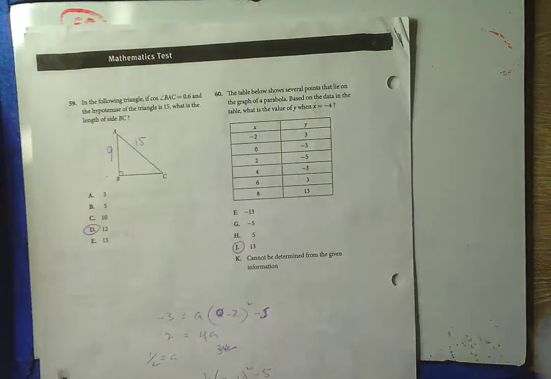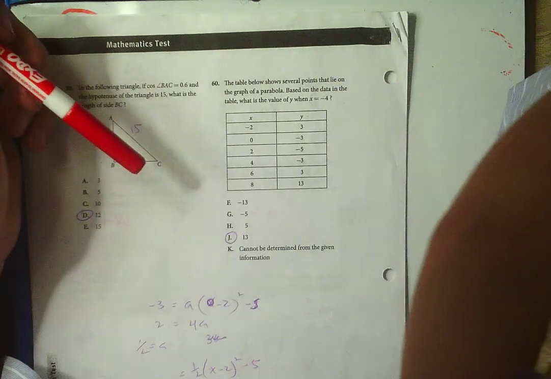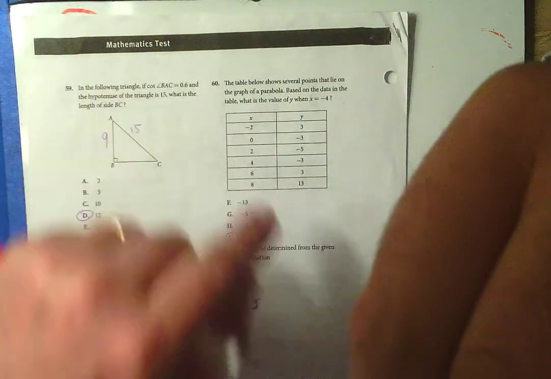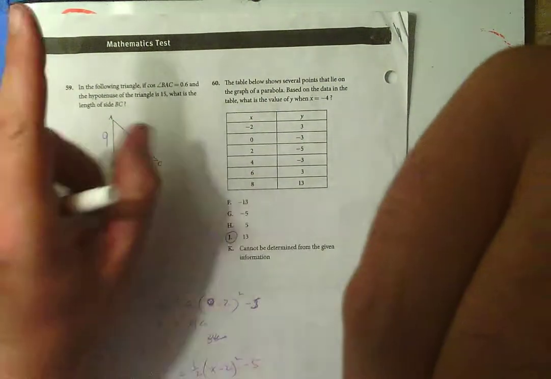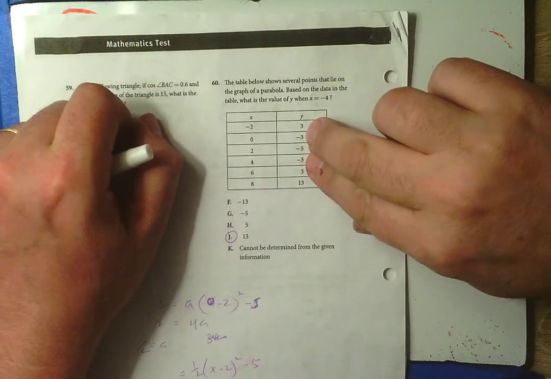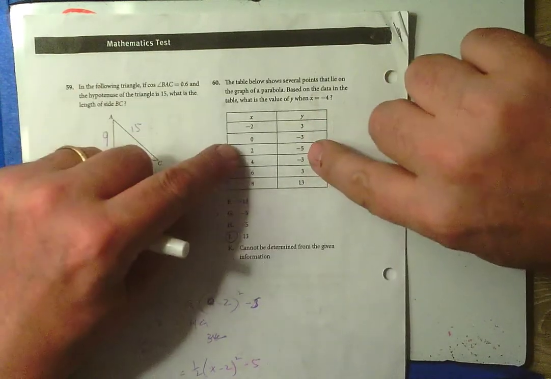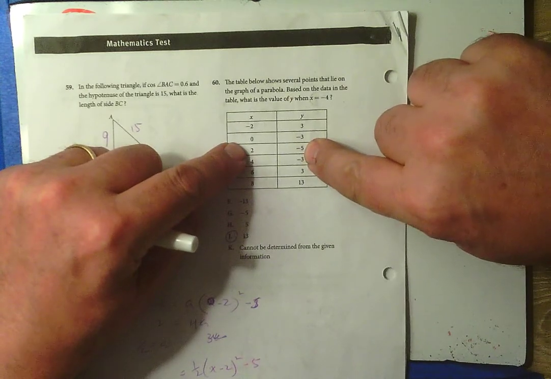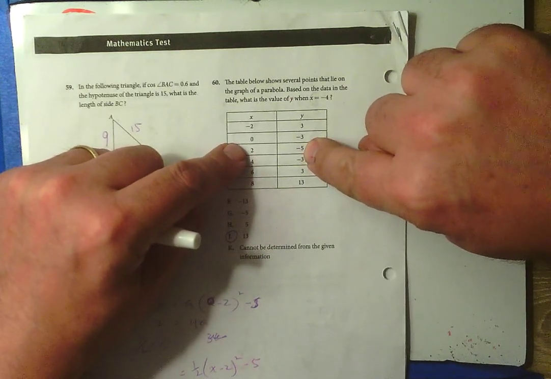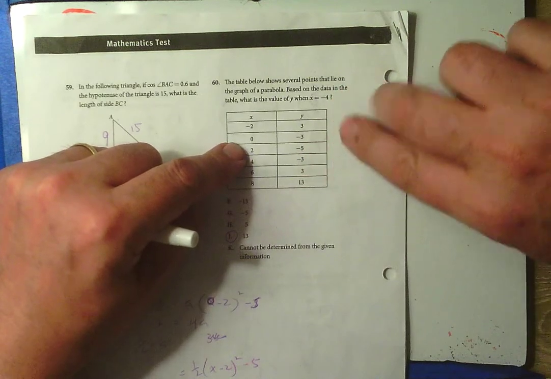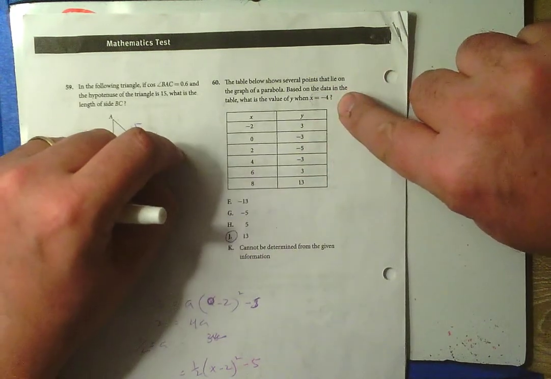And our last problem, number 60. The table below shows several points that lie on the graph of a parabola. Ooh, a parabola. Based on the data of the table, what is the value of y when x equals -4? Well, remember that a parabola is symmetric with respect to the axis of symmetry, which passes through the vertex. Where's the vertex? Well, look, these are symmetric, these are symmetric. This is my lowest point. This is my vertex.